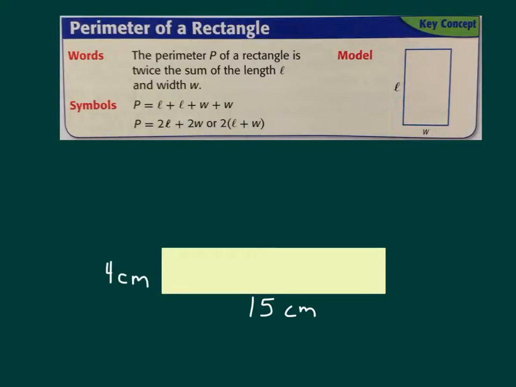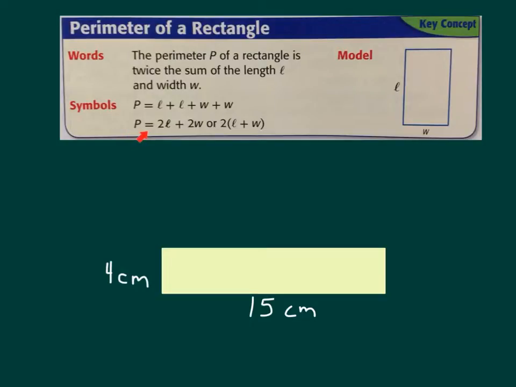In words, they show us the perimeter is twice the sum of the length, which we could put as L, and the width, which is W. So the formula we could do, we could either look at it like this: perimeter is length plus length plus width plus width. That would be the perimeter of a rectangle, because there are two lengths and two widths. So you just add them all together.